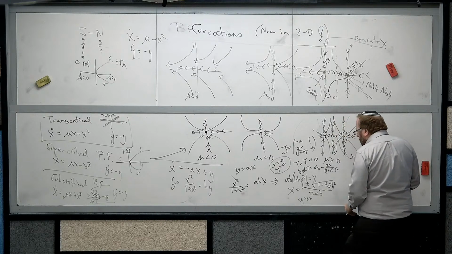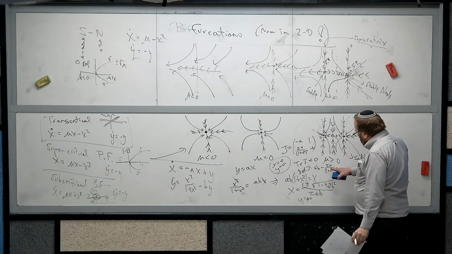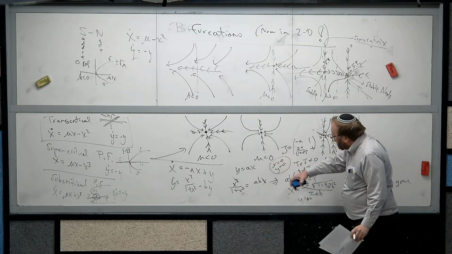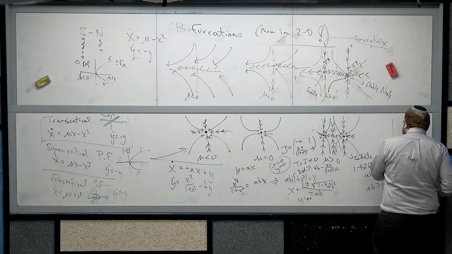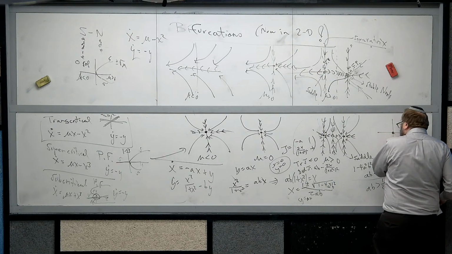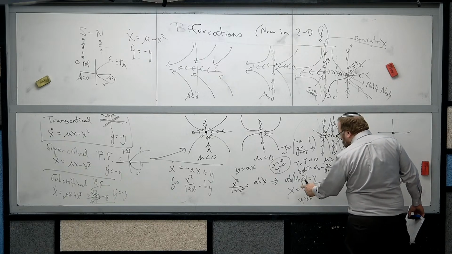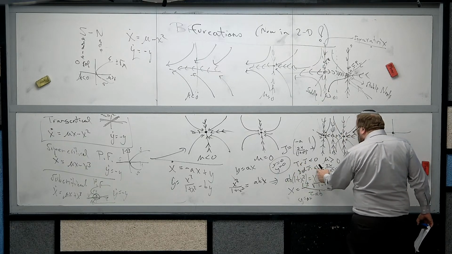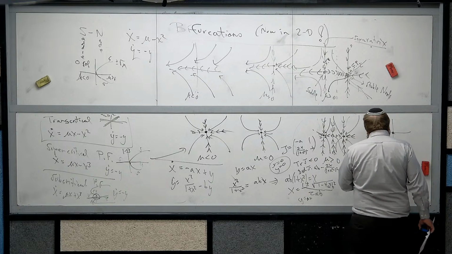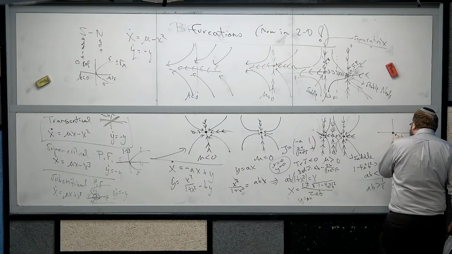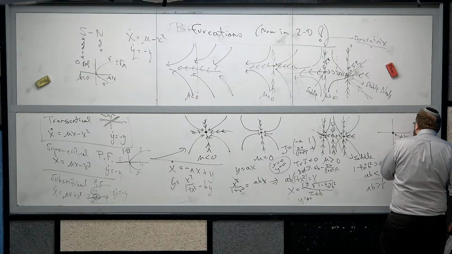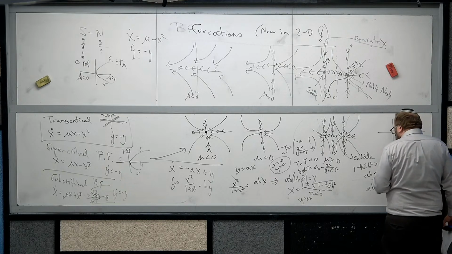All right, so now when x equals 0, so we have this fixed point at the origin, that has determinant positive and the trace negative, so this is a stable node. And now we have two other fixed points.